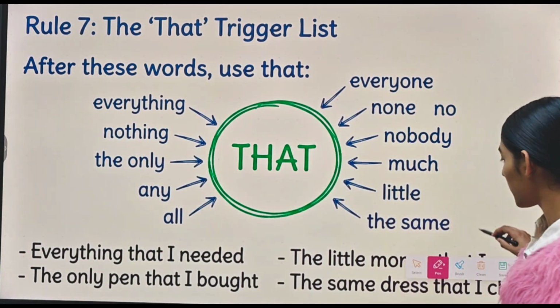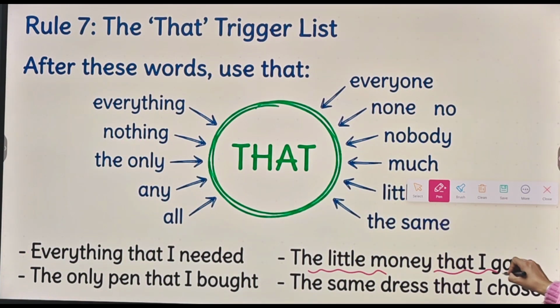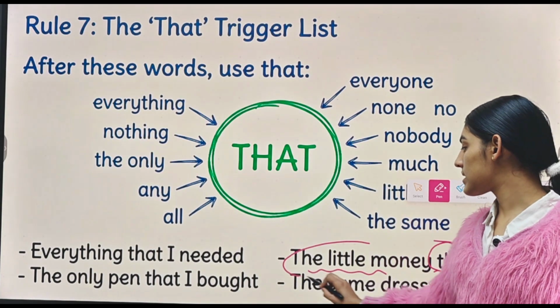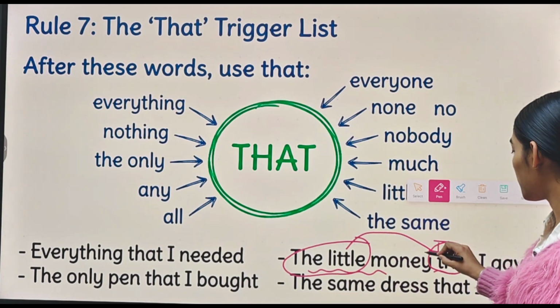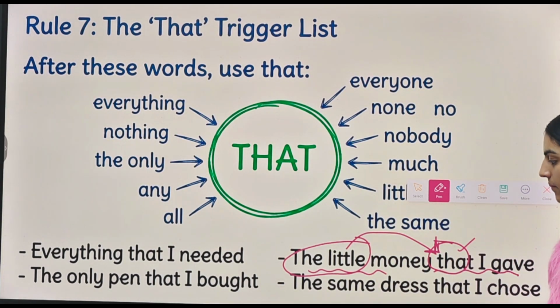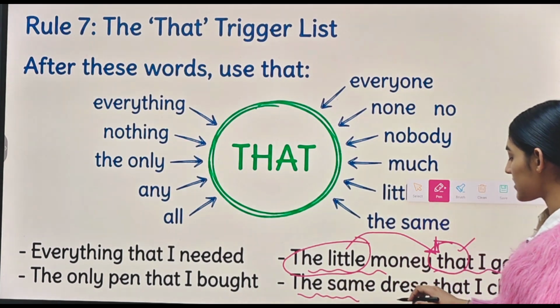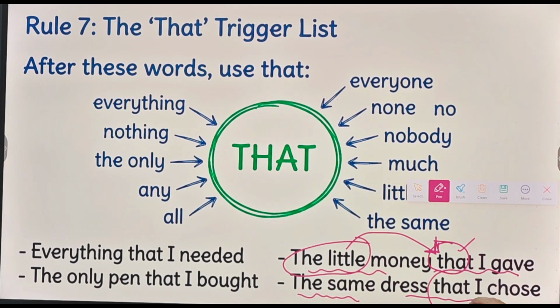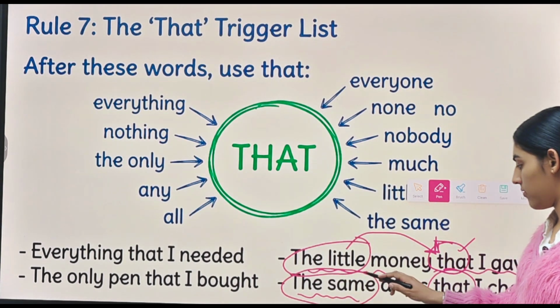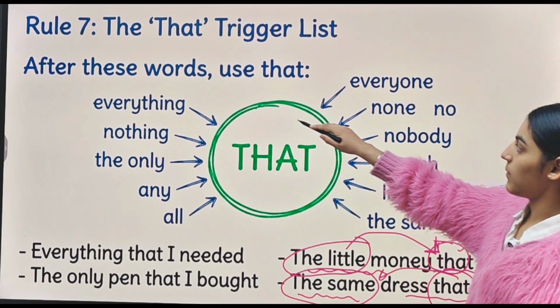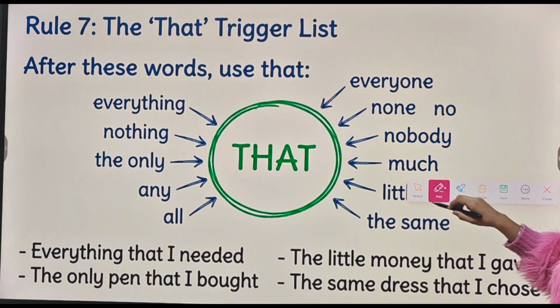Then we have more: the little money that I gave. So here, along with the little, we have a relative pronoun which has been used, that. Then we have the same dress that I chose. So here, along with the same, we have used that. This is quite important. You guys need to memorize it.